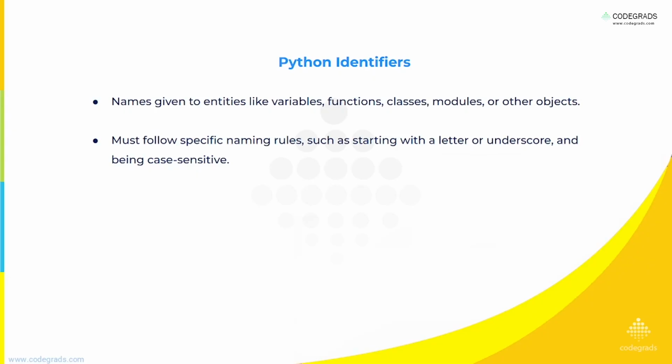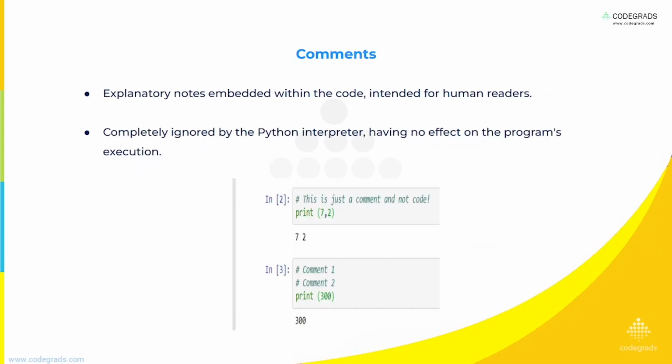And we have some rules while declaring an identifier. It should start with a letter or an underscore, and we can include an underscore, but we cannot start an identifier with a digit or a number. So that is most important to remember. Otherwise, you will get an error. And the last part is the comment.